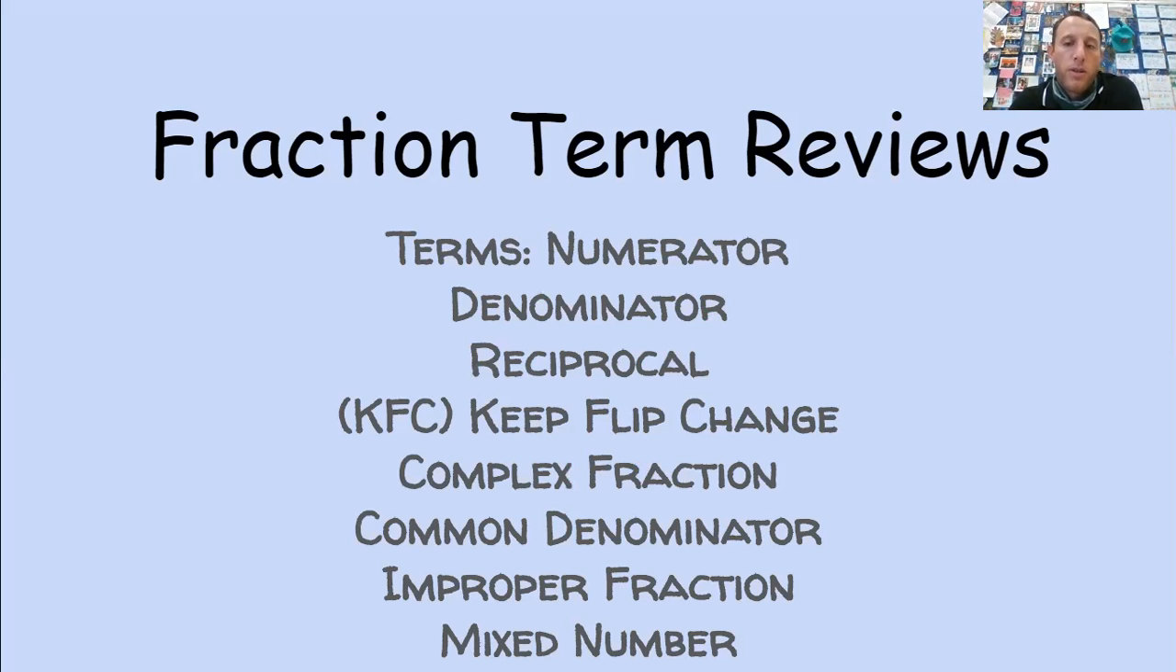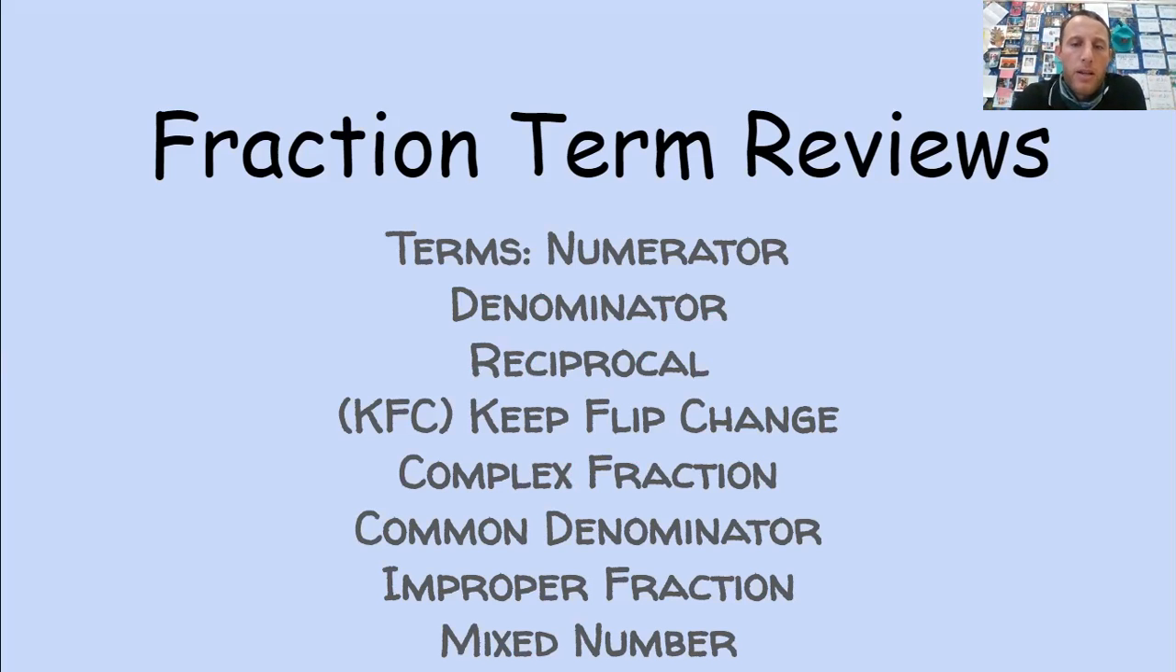A complex fraction, though, is new, and a complex fraction is when we have a fraction over a fraction, which would imply division. So let's say we had 3 over 4, all of that over 6 over 7. Well, that would be equal to 3 over 4 divided by 6 over 7, and then you're going to solve that like a division problem.